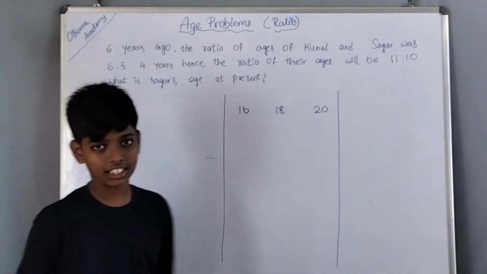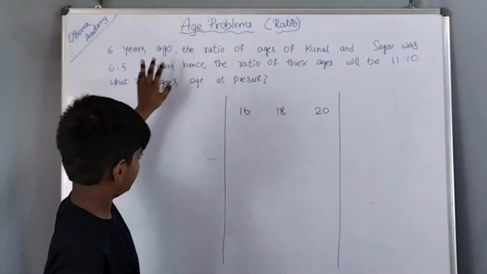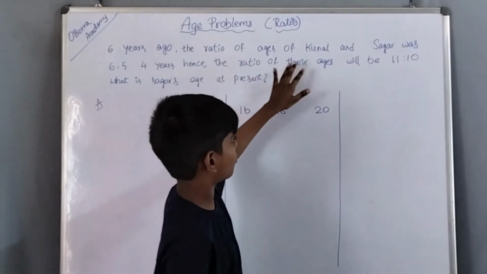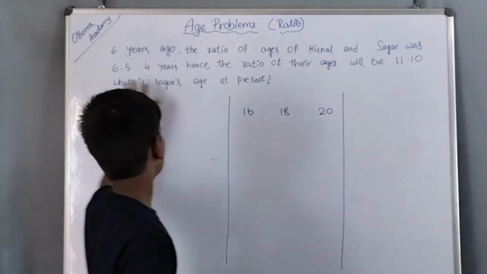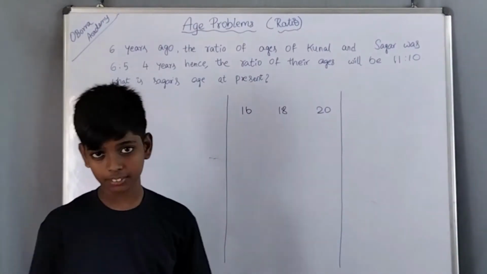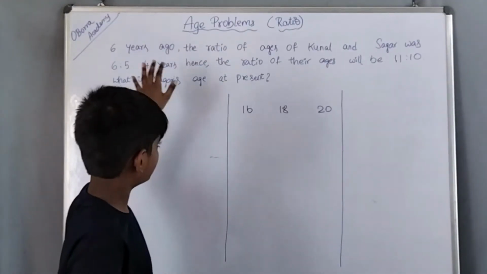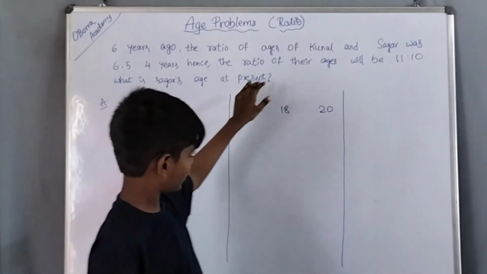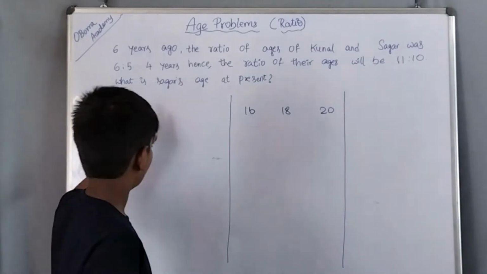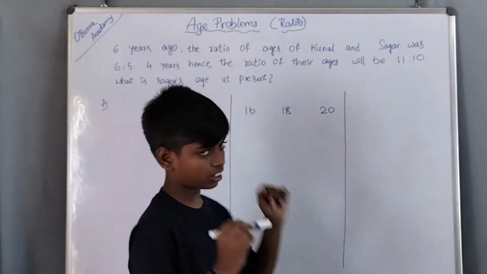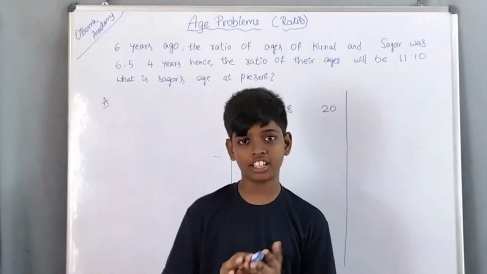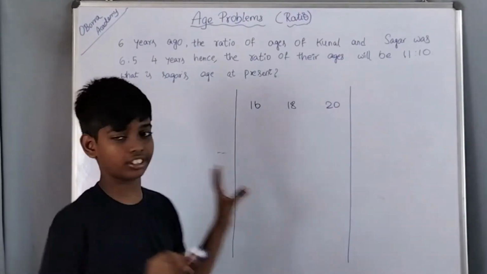So first let's read the question once. 6 years ago the ratio of the ages of Kunal and Sagar was 6:5 respectively. Okay, and 4 years hence the ratio of their ages will be 11:10. What is Sagar's age at present? So hope you all understood the question, and now let's see the main points in this question.